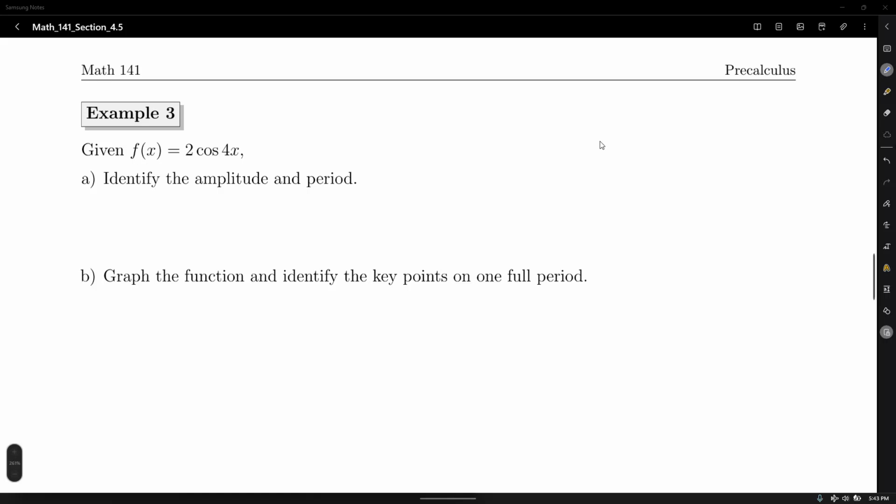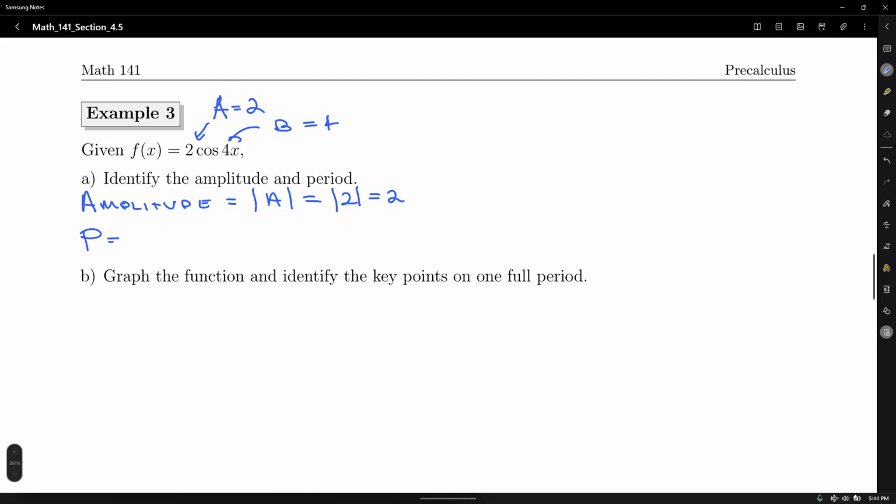Okay, so back to the notes. We are in example number 3. Now we're going to work with a cosine function, that is f of x equals 2 cosine of 4x. They're asking us to identify the amplitude and the period. And of course, I'm going to show you the inequality that will give us the interval for one period. Okay, so number 1, amplitude, which is the absolute value of a. In this case a equals 2 and b equals 4. So the absolute value of 2 equals positive 2, so it's the same.